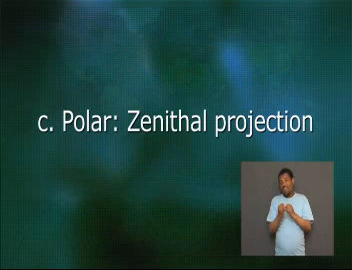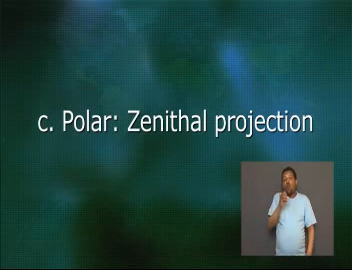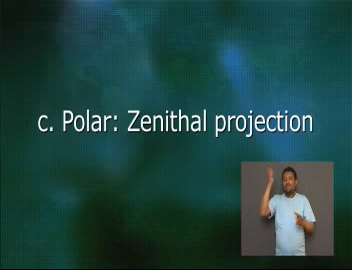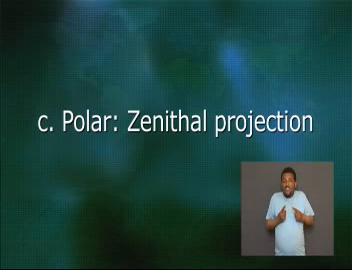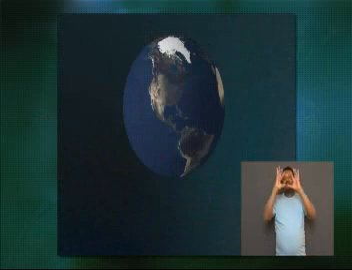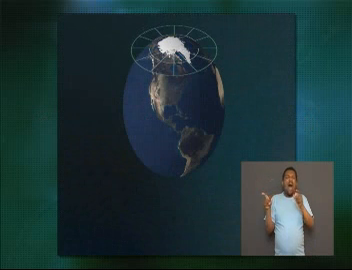Finally, polar or zenithal map projection is the best type of map projection to use when trying to depict polar regions of the globe. This technique uses an overhead plane which tangents the globe at these regions. The distortions increase outward from the poles.